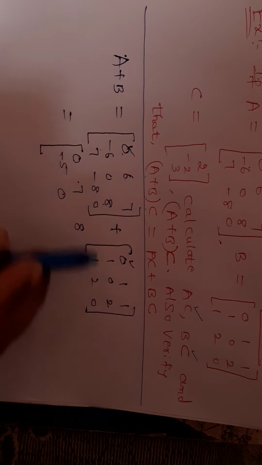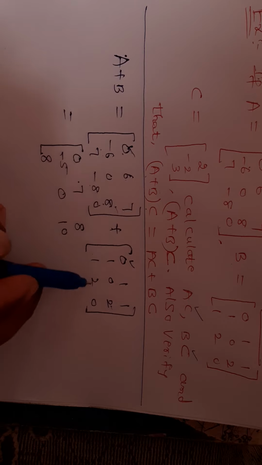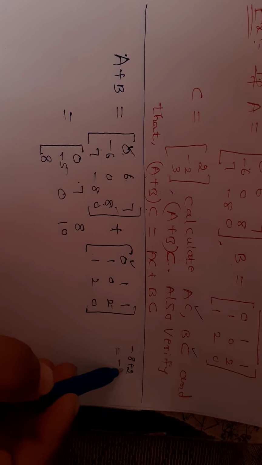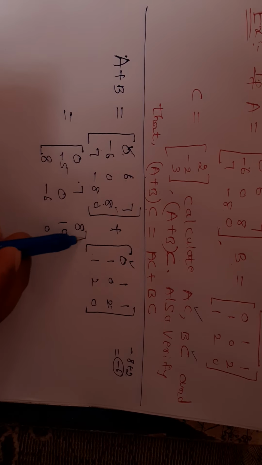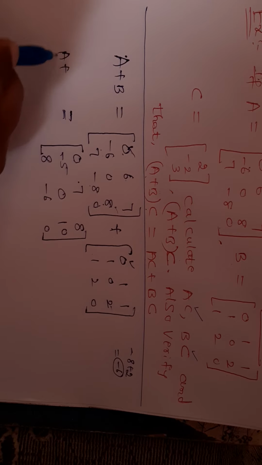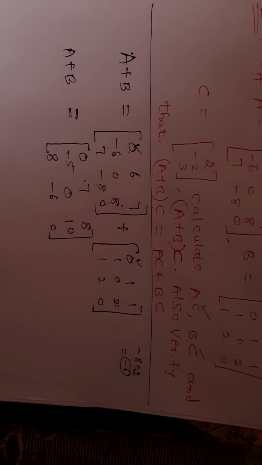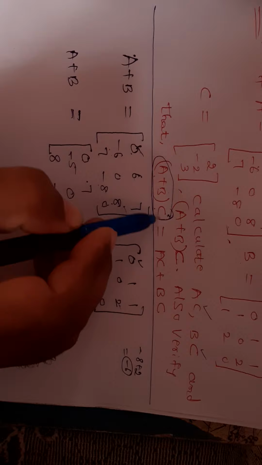So 8 plus 2, we have to consider the corresponding elements. 8 plus 2, that is 10. Then 7 plus 1, that is 8. Minus 8 plus 2, it will be minus 6. Then 0 plus 0, it will be 0. So this is A plus B, sum of the matrices A and B.